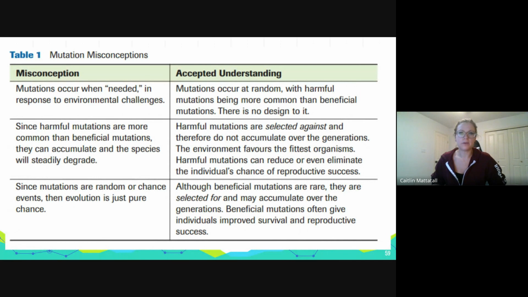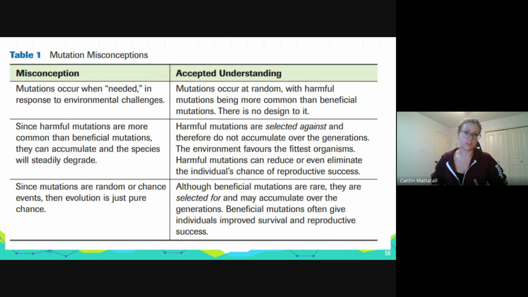So this table you guys don't need to memorize, but you do need to understand kind of the misconception versus the understandings that we have with the evidence that we've collected over the years. So some people think that mutations occur when we need them. Again, not true, because we have no control over them. They happen randomly, okay? There's no rhyme or reason to it. They just happen. If we could control them, I feel like we wouldn't have as many harmful ones.